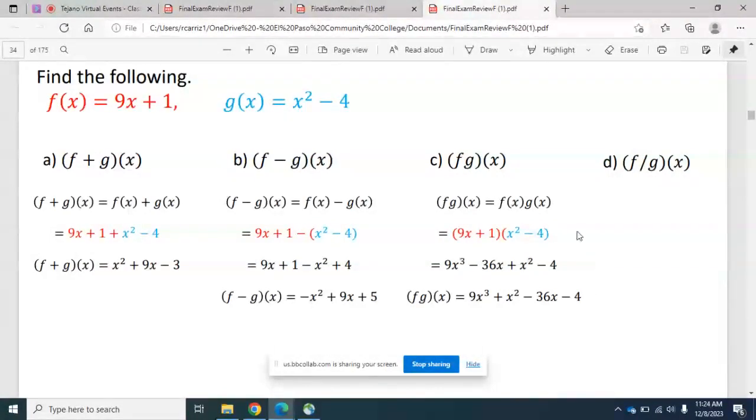Okay, and let's do the last one, D. Let's divide function f with function g, and the syntax that you'll see is like this: f slash g, or f divided by g of x. Again, I like to rewrite it.